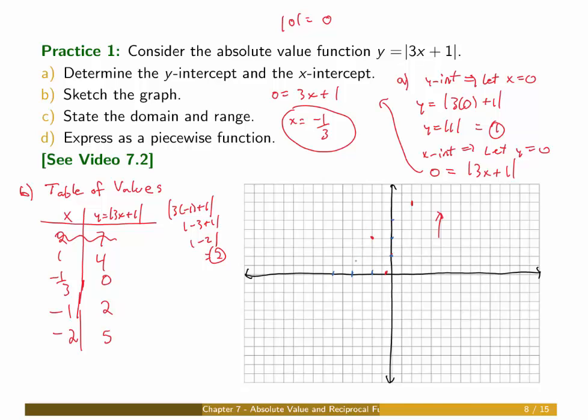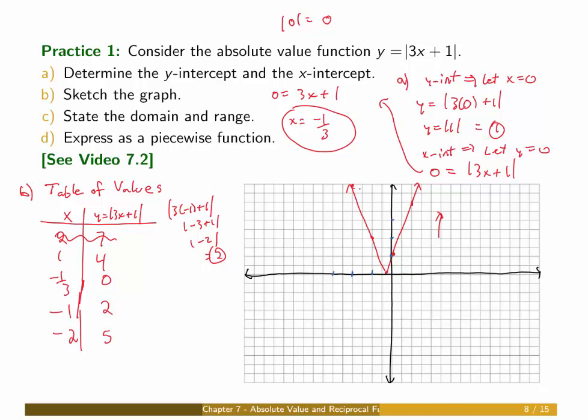It was foolish of me not to pick symmetric points. 1, 2, 3, 4, 5. We'll be right at the top. There you go. Okay, and our y-intercept's already in the middle, so when you connect the dots, what you're left with is that graph. Okay? So that's how you do it using a table of values.